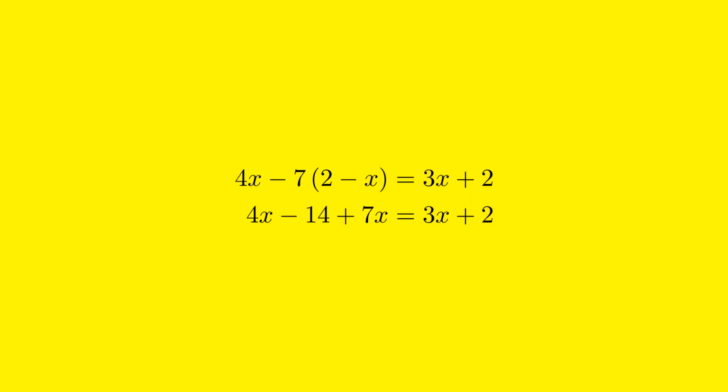So, 4x remains as it is. Negative 7 times 2 is negative 14. And negative 7 times negative x is positive 7x. The right-hand side of the equation, 3x plus 2, remains unchanged. After distributing, the equation becomes 4x minus 14 plus 7x equals 3x plus 2. By distributing the negative 7, we have eliminated the parenthesis and simplified the equation for further solving.